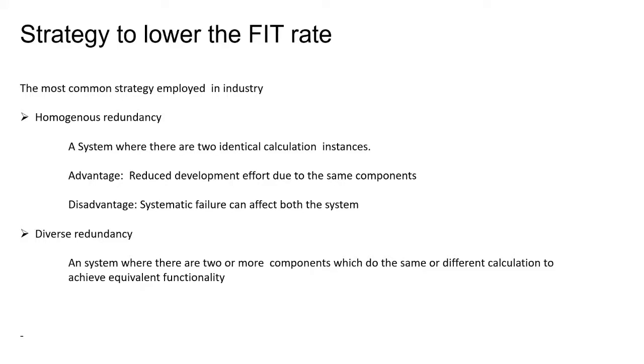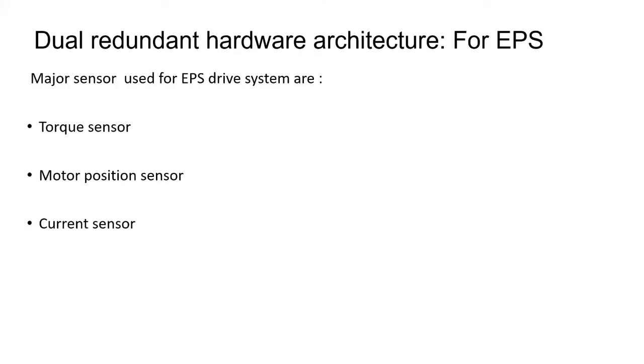Then there's something called diverse redundancy, which is a system where there are two or more components which do the same or different calculations to achieve equivalent functionality. When I say calculation, I mean in the sense of design also. In a diverse redundancy, it's two different systems which achieve the same goal, but it's not the same implementation. In that way, the systemic failure won't happen.